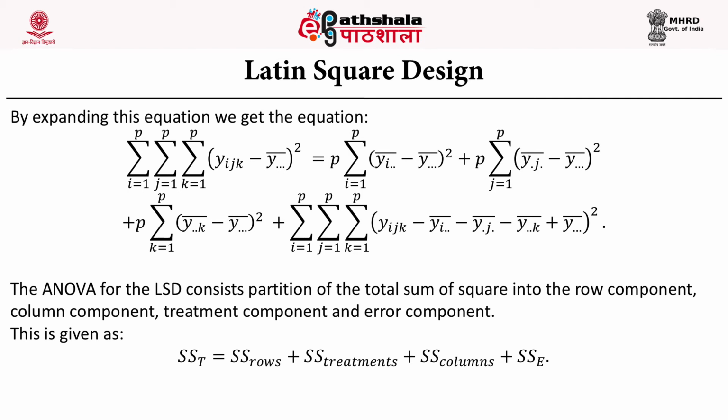The ANOVA for the LSD consists of the partition of the total sum of square into the row component, column component, treatment component and error component. This is given as the sum of square of total, which is equal to the sum of square of row plus sum of square of treatment plus sum of square of column plus sum of square of error.